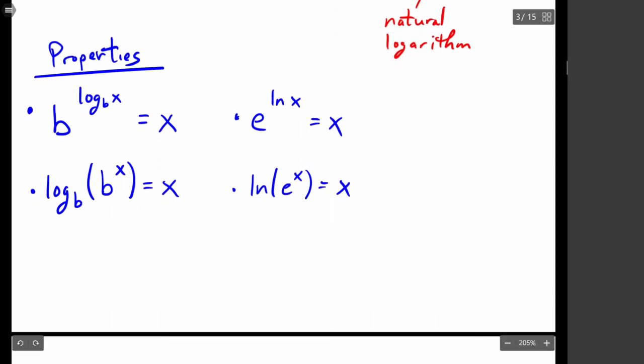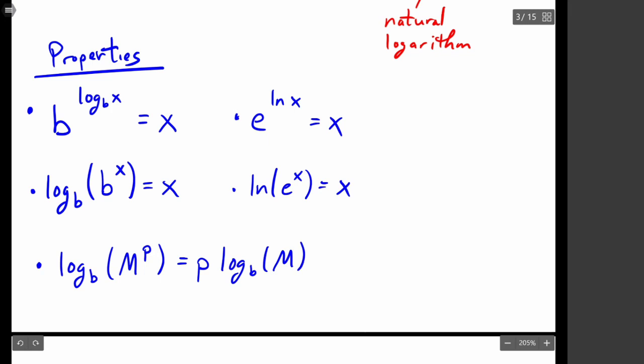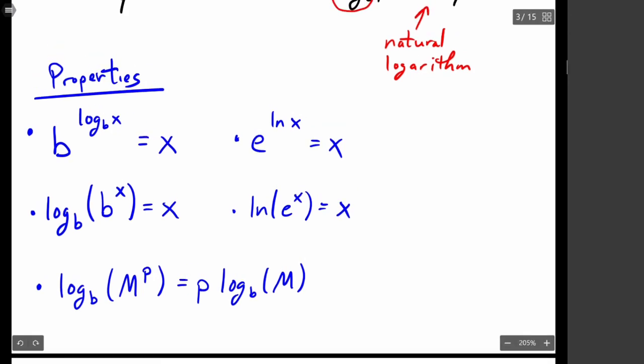There's one more property I want to mention that's very important for logarithms. Log base b of m to the power p is just going to be p times that logarithm without the power on m. I'll leave this here, and then we'll get to some derivatives of exponential functions in the next video.